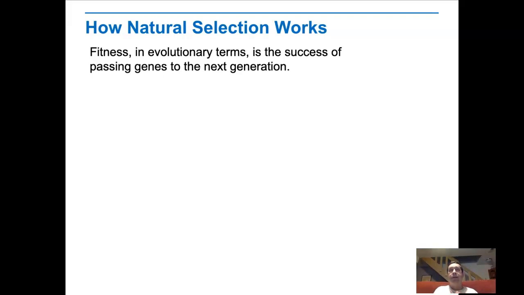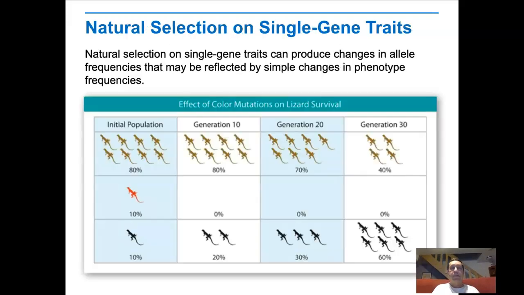Well, it has to do with fitness, if you remember from Darwin, and he defined fitness in evolution terms as success in passing genes to the next generation. Individuals that are best adapted and that mate more often are going to pass their traits on more often to the next generation. So on single gene traits, selection can produce changes in allele frequencies that can be reflected by simple changes in the phenotype frequencies.